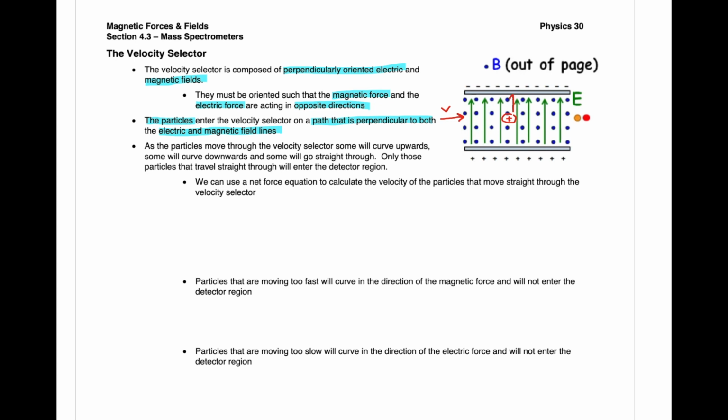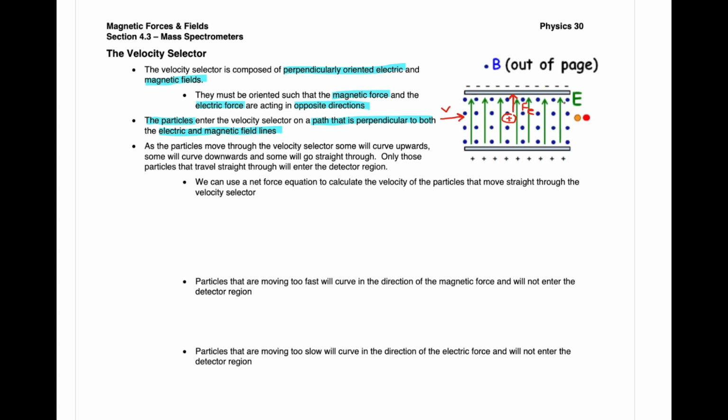And so for the direction for your force electric, you have to look at what is the charge on the particle, and then what plate is it going to be attracted to. If it's negative, it'll be attracted to the positive plate. If it's positive, it's attracted to that negative plate. And so that's how you'll come up with the direction for that force electric.